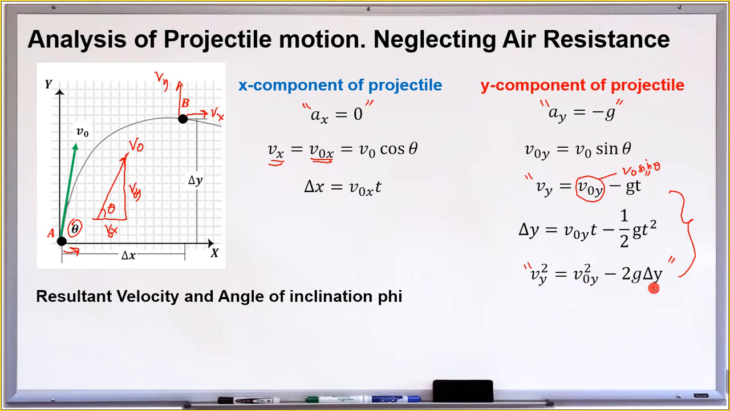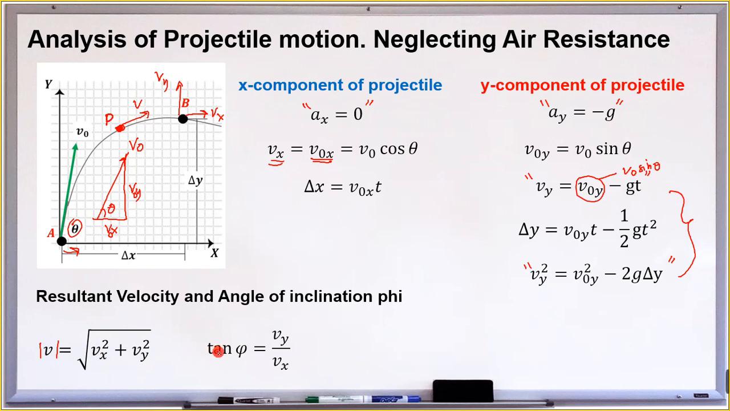So the resultant velocity and angle of inclination phi can be expressed by this one. Let's say for example, if we want to know the velocity of the particle at this location, let's say this location is represented by point P. So if you want to know the velocity here, represented by V, we need its magnitude. So that is just the square root of the sum of the squares of its velocity components, that is along x and along y.